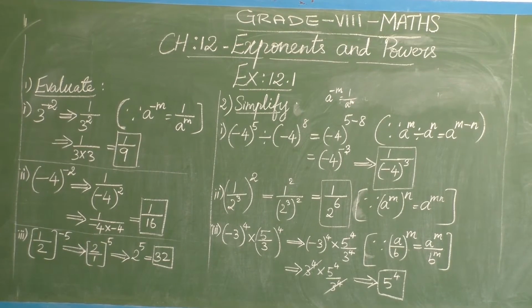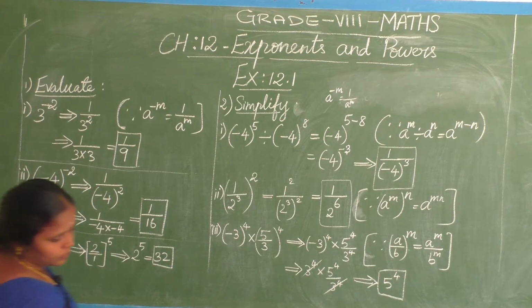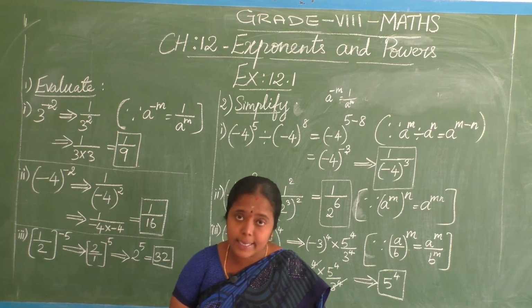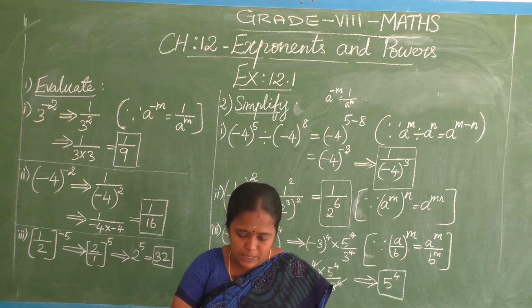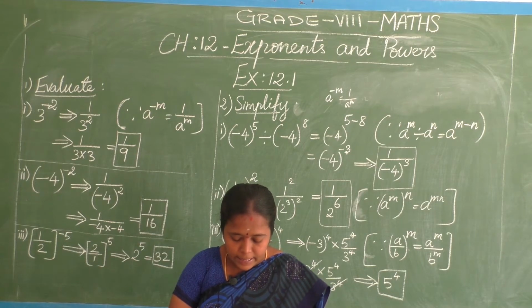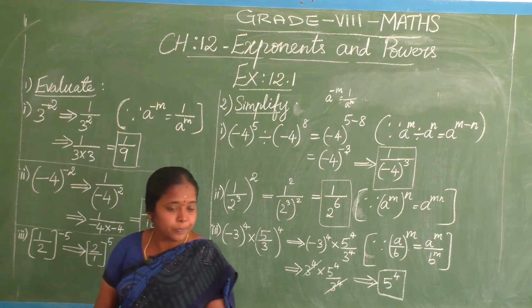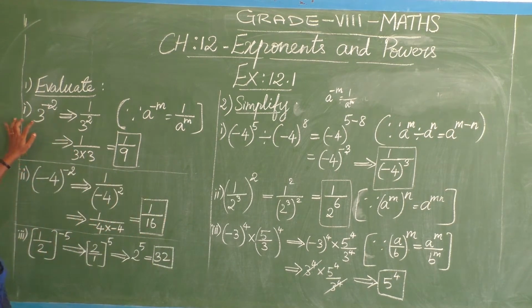See, in exercise 12.1, first section, evaluate. Simple calculation only. In that first question, there is given the number 3^(-2). How do you read it? 3 power minus 2. Clear? In this, actually, which form is this? Exponential form. Here 3 is called the base, and the power minus 2 is called the exponent, especially a negative exponent.